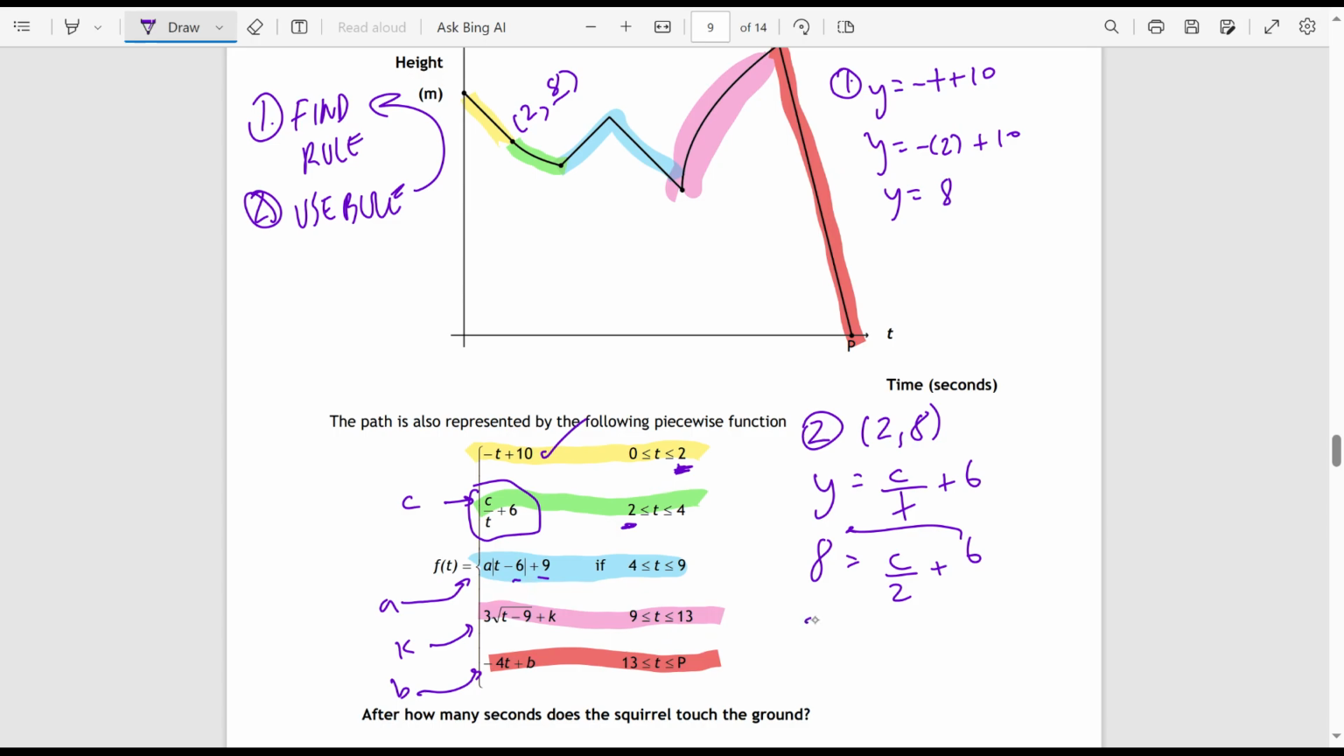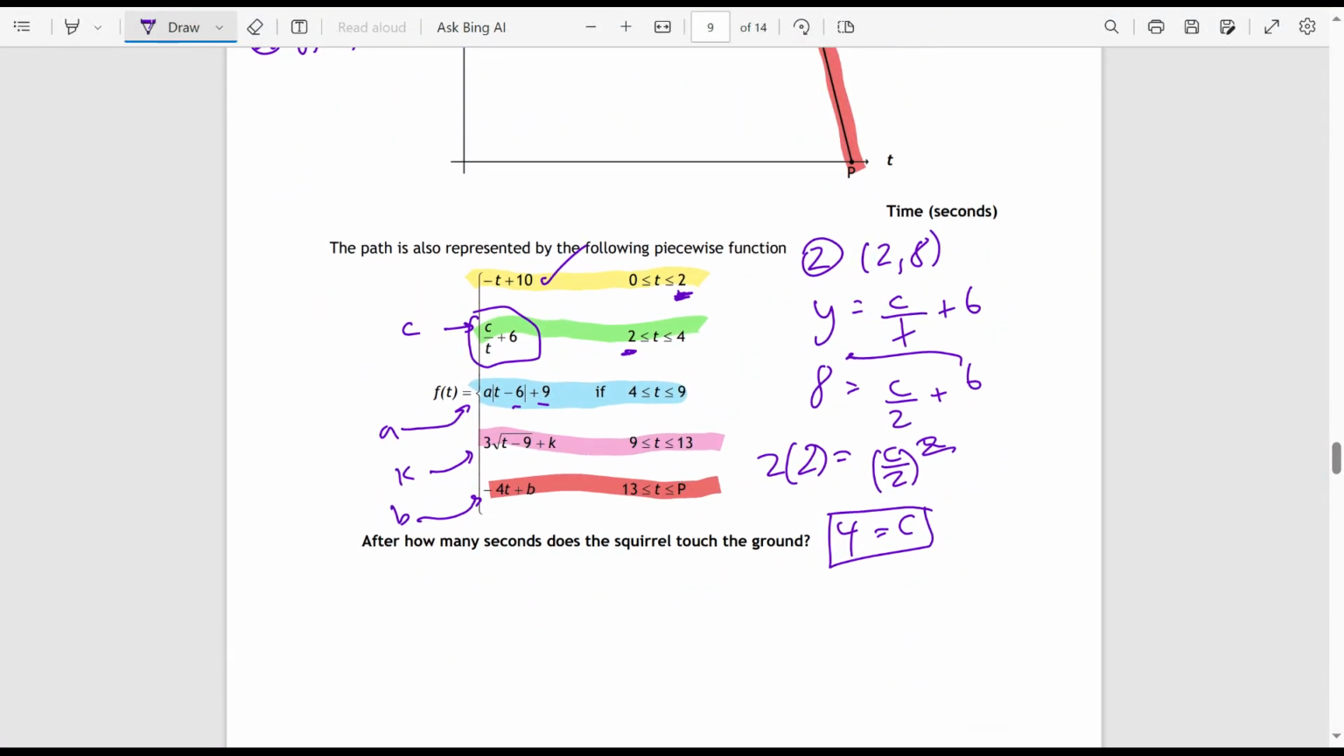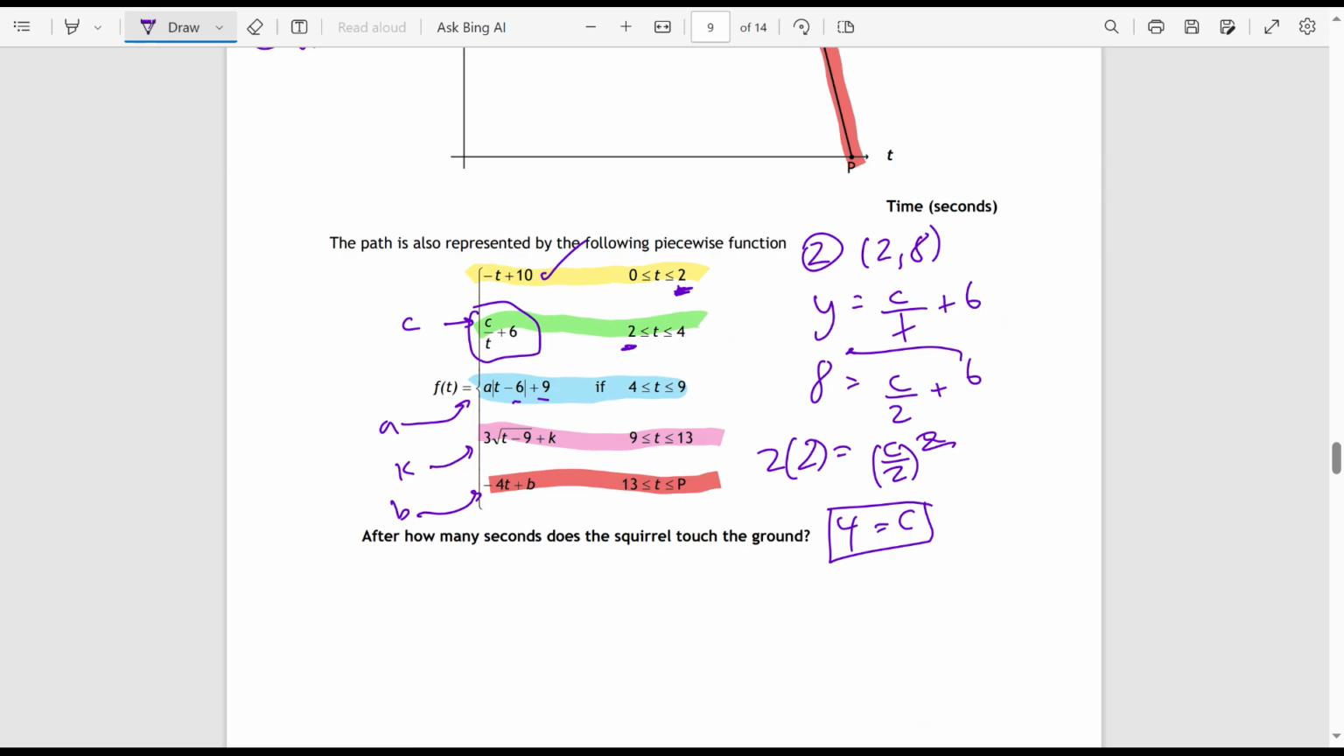Bring that guy over. 2 is equal to C over 2. Multiply by 2. Multiply by 2. C is equal to 4. So now I have the second rule. So from there, I can go ahead and skip down. Well, I can't skip down yet. I'm going to try and find the next handoff point so that I can then skip down.